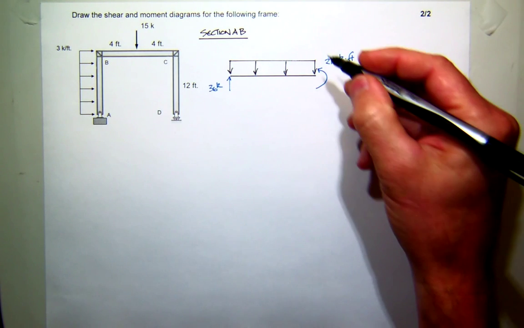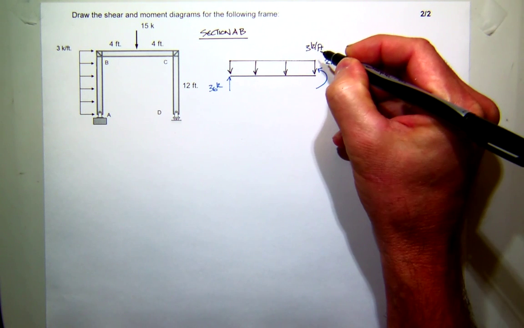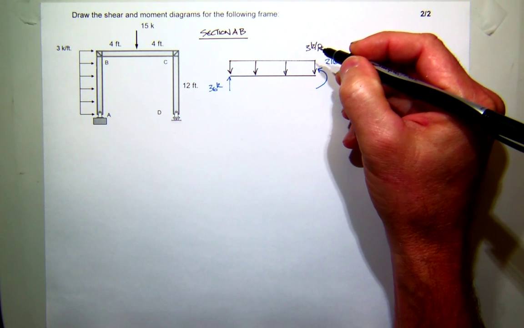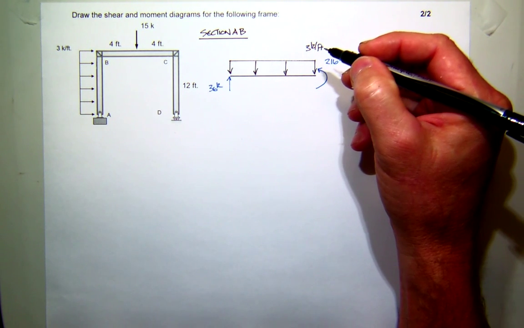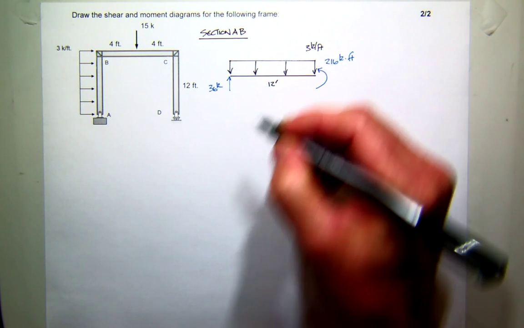Oh, I did leave off that this was 3 kips per foot. Like that, 36 is going up right there. You don't like that? No, sir. Why not? Right. What don't you like about it?